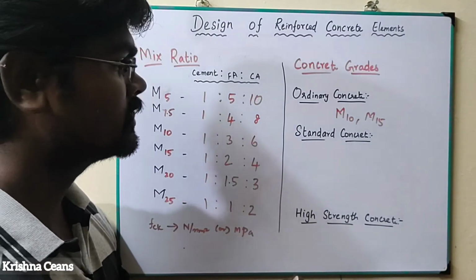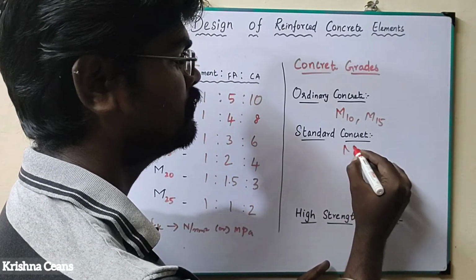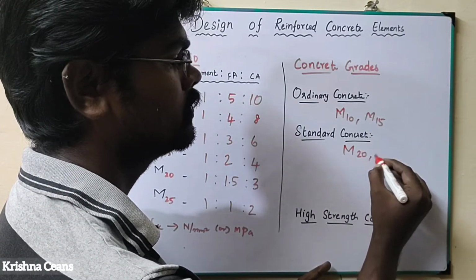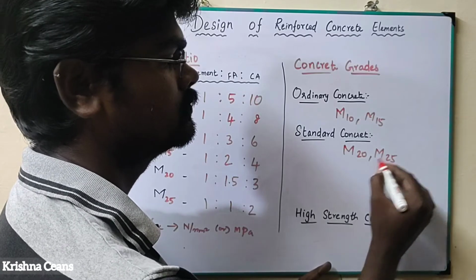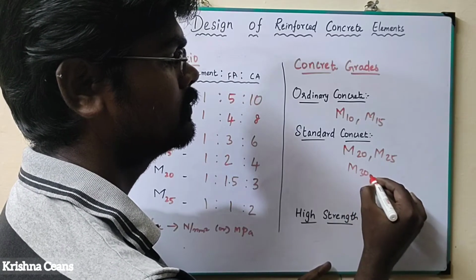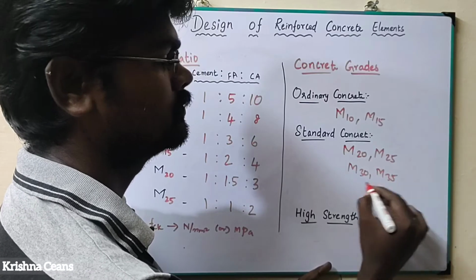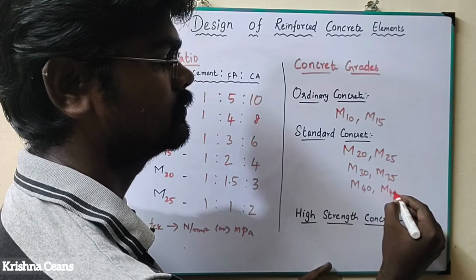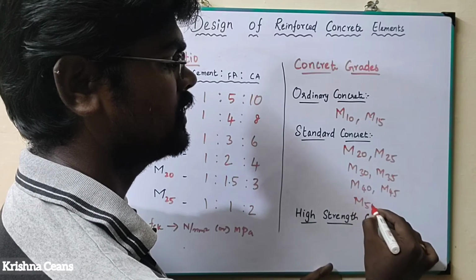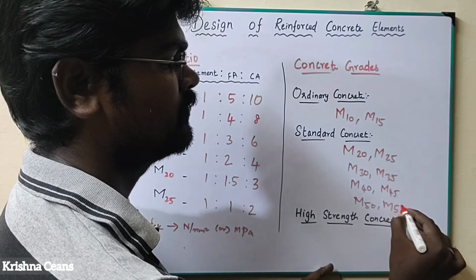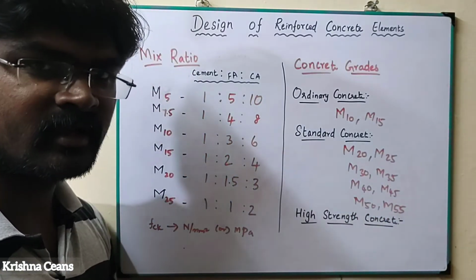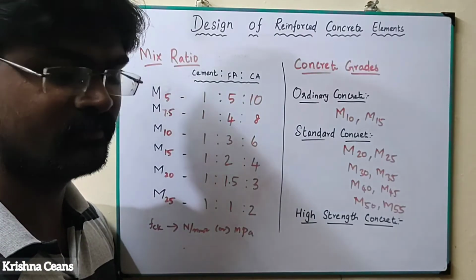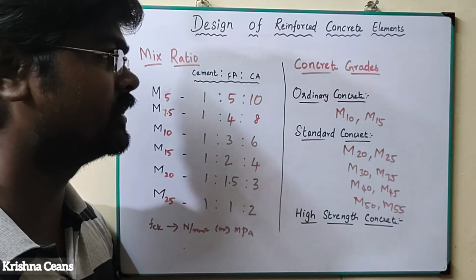Whereas we go for standard concrete, which covers M20, M25, M30, M35, M40, M45, M50, M55. These are the grades which we consider as standard concrete grades.